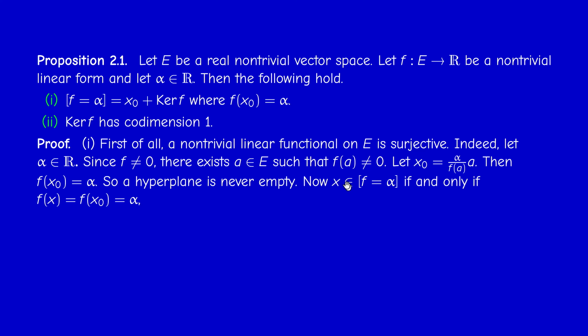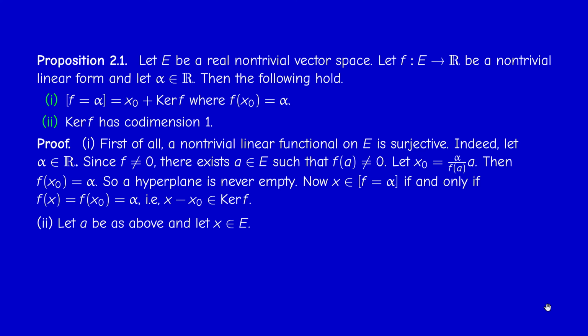Now, what does it mean to say that x is in the hyperplane [f = alpha]? It means that f of x equals alpha, but alpha equals f of x0, so f of x equals f of x0. By linearity, this means that f of the difference is 0, so x minus x0 belongs to the kernel of f. So x belongs to x0 plus the kernel. This is really trivial, and in principle you encounter such reasonings in a course in algebra.